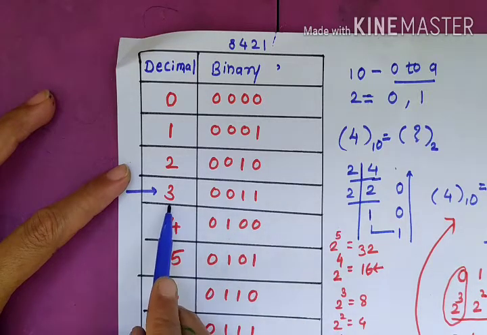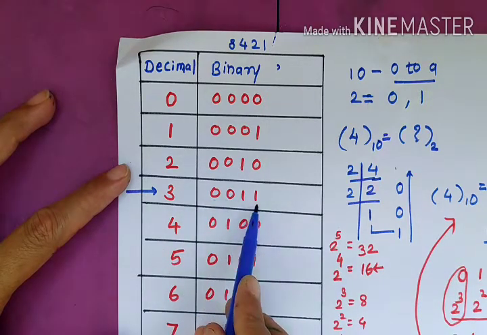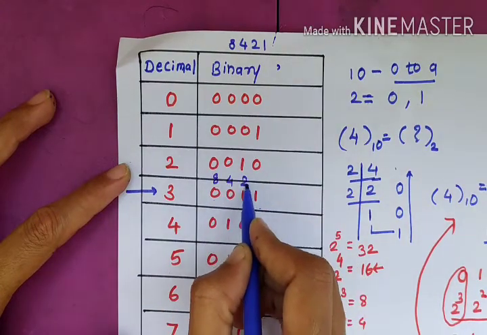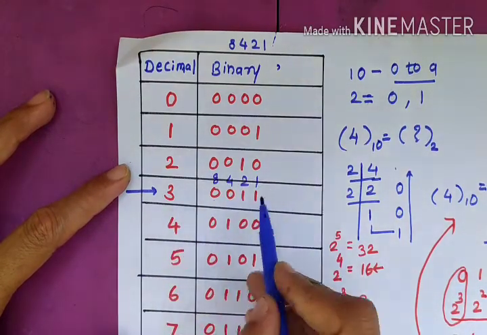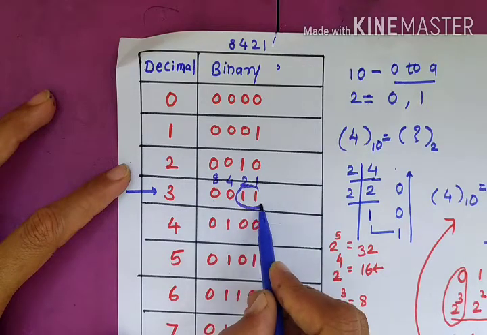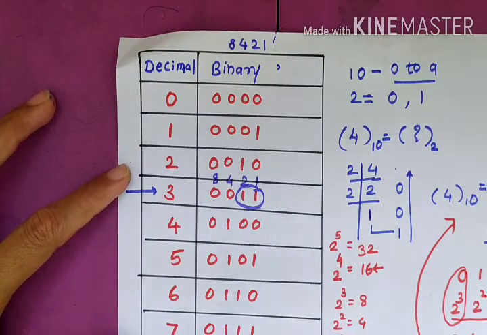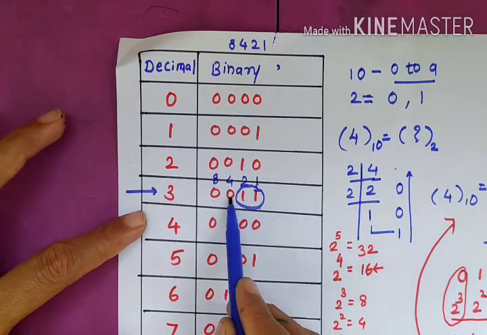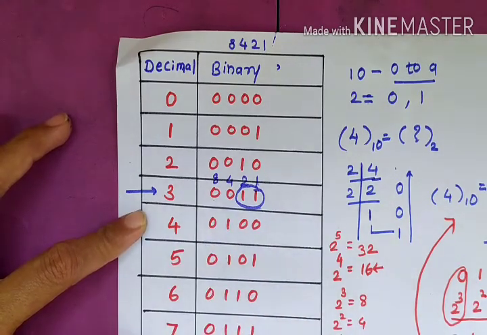Then you can write this 0011. See student, in 8421, this 3 can be represented as addition of these 2 digits. So we get 2 plus 1 is equal to 3. Only write 1 here and the remaining digits are represented by 0.